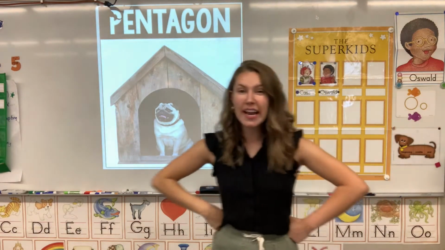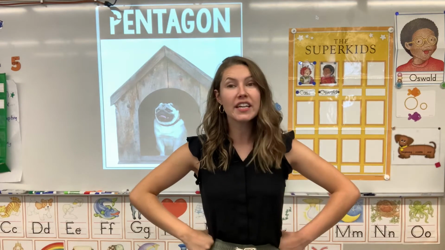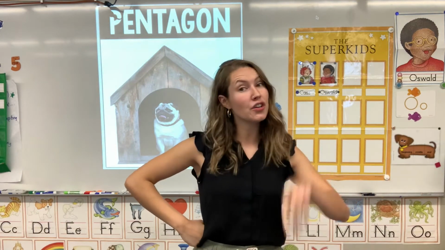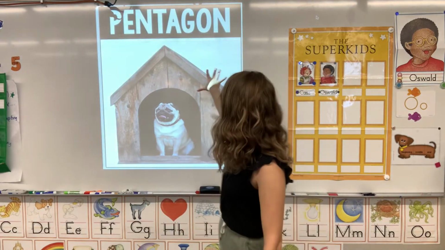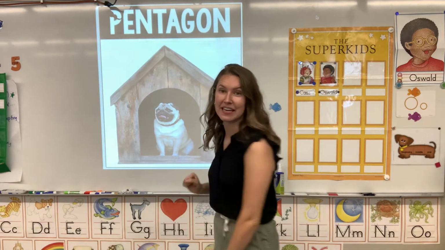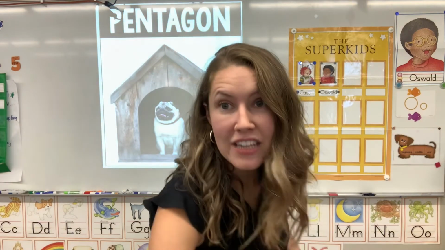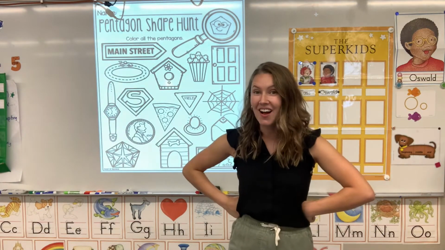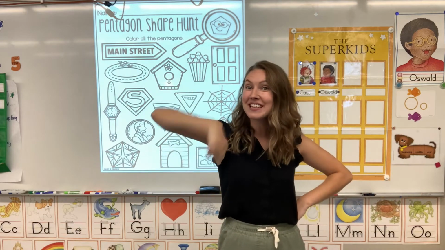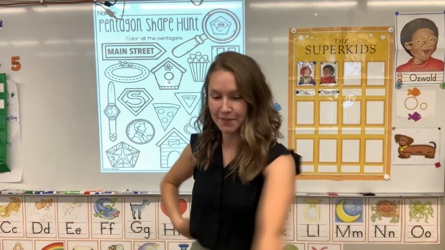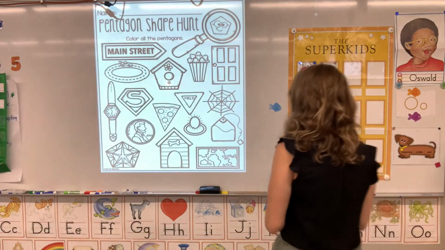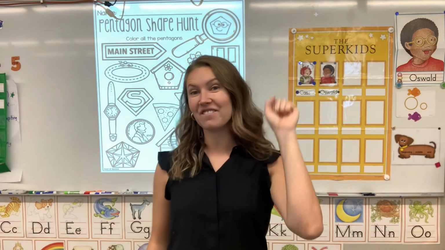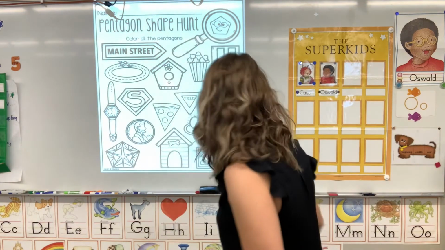So to look at our pentagon today, we're going to do a little hunt for pentagons. I want you to help me find some pentagons here. So I'm going to change my page, and here we're going to do a little hunt for pentagons. And then you're going to find things that are pentagons. So we're going to be looking for things that have 5 sides and 5 points. So let's see.